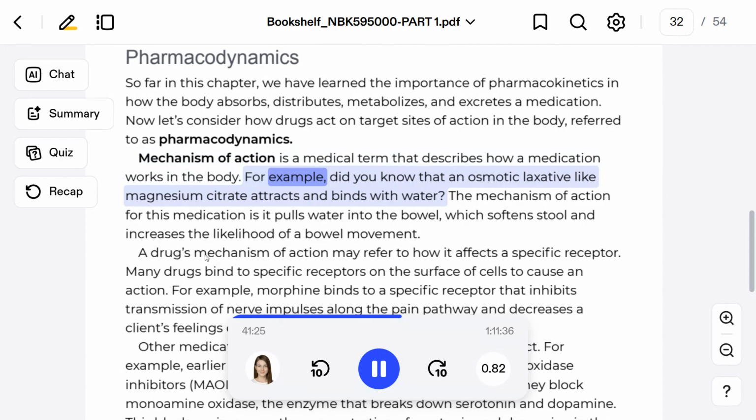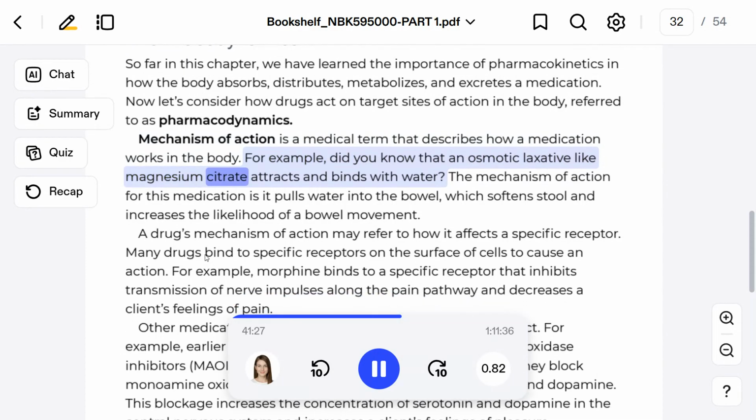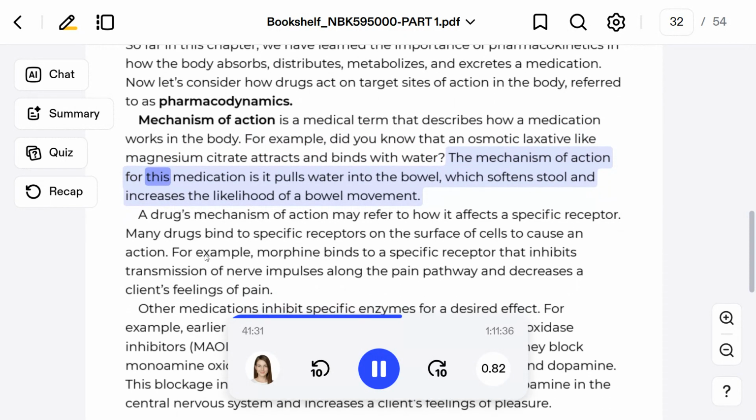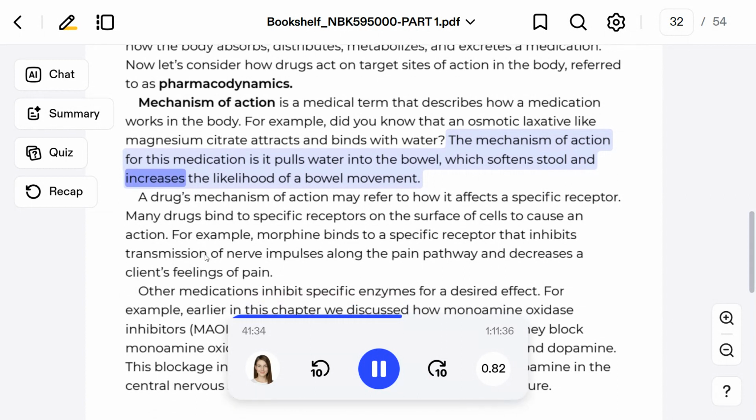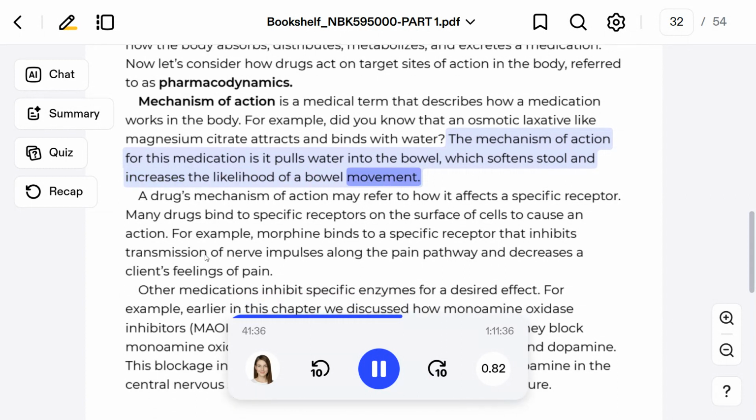For example, did you know that an osmotic laxative like magnesium citrate attracts and binds with water? The mechanism of action for this medication is it pulls water into the bowel, which softens stool and increases the likelihood of a bowel movement.